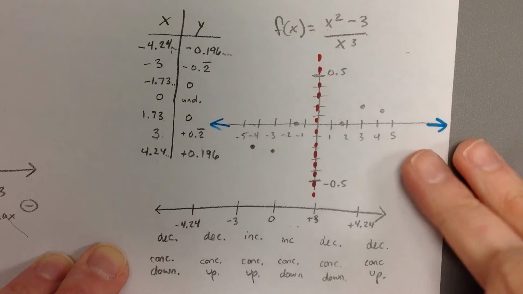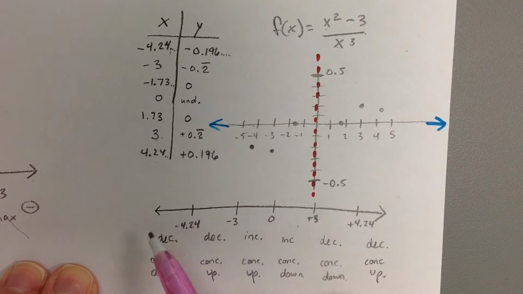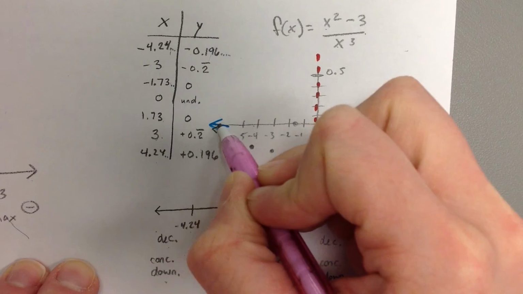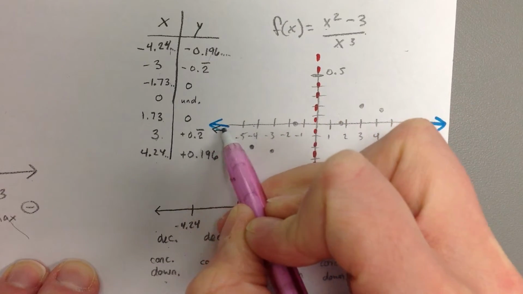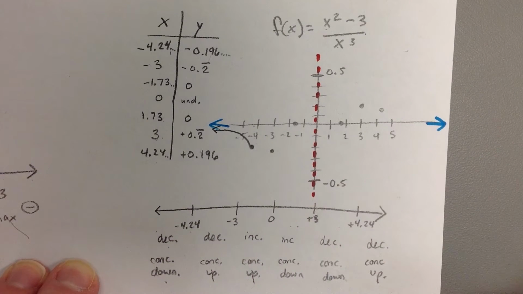Okay, so now, here we go, connecting the dots. From -infinity all the way up to -4.24, I am decreasing and I am concave down. That makes some sense. Way out here, it flattens off at 0 and it is concave down to this point. Decreasing, concave down.